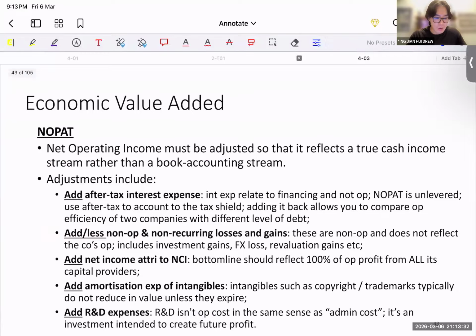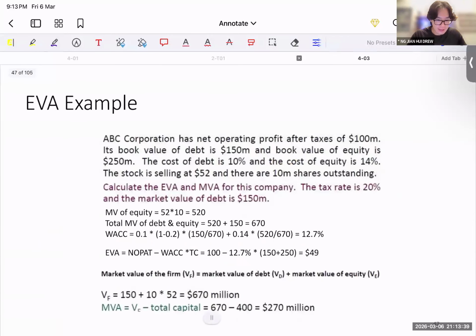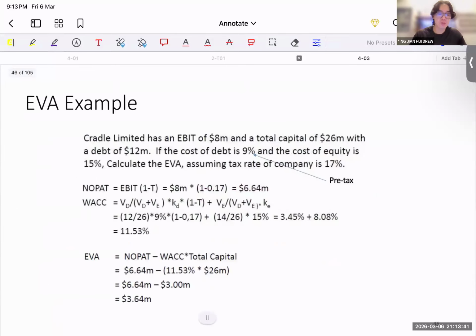Let me see. Should we do the example first? Okay, let's do the example first before we go through that component. Since we are talking about NOPAT and WACC, let's look at this example called Cradle Limited. Cradle Limited has an EBIT of 8 million, as we can see here. Total capital of 26 with debt of 12 million.